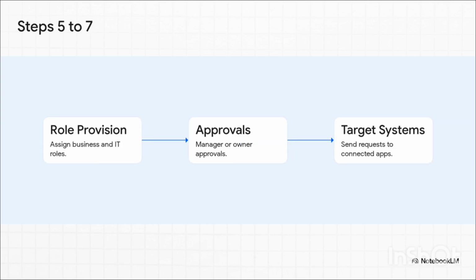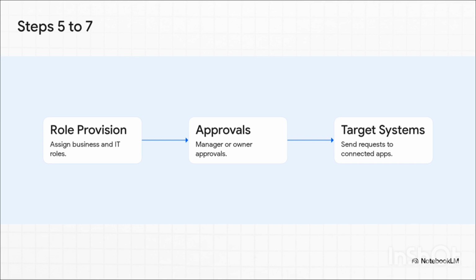Continuing our flow, Step 5 is role-based provisioning. Here, SailPoint assigns specific business and IT roles. For John, this might actually include SAP Finance access or a shared finance drive. Step 6 is the approval workflow. Now, keep in mind, this is absolutely optional depending on the business. Some organizations require a manager or an application owner to formally approve these specific business roles before anything happens. SailPoint's workflow engine handles all these approvals seamlessly.